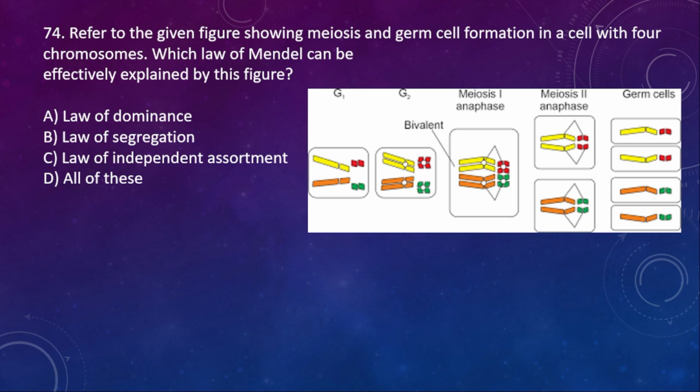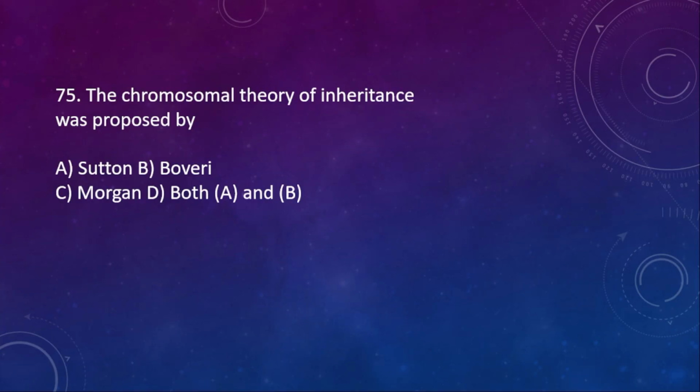74th one, refer to the given figure showing meiosis and germ cell formation in the cell. Which law of Mendel can be effectively explained by this figure? Law of dominance, law of segregation, law of independent assortment, and all of these. Here the right option is all of these. 75. The chromosomal theory of inheritance was proposed by Sutton, Boveri, Morgan, both A and B. Here the right option is both A and B.